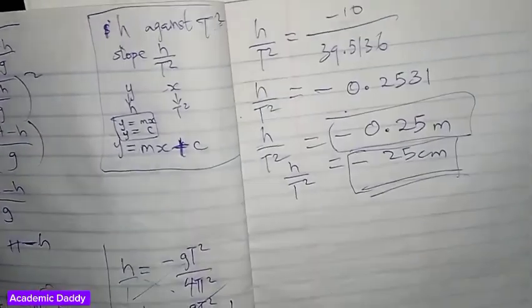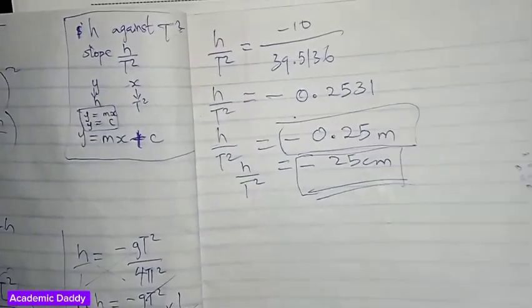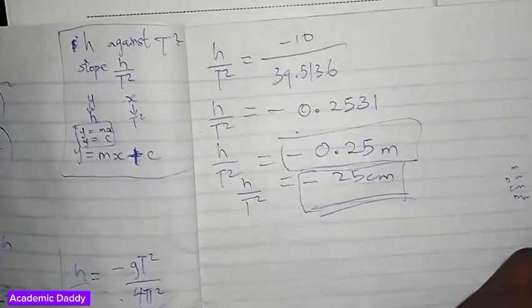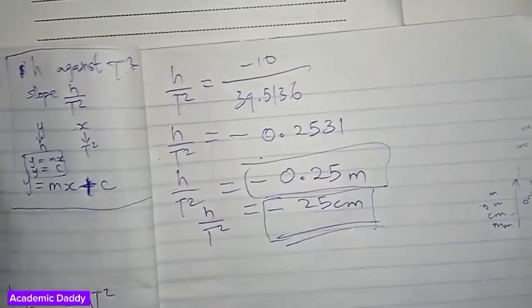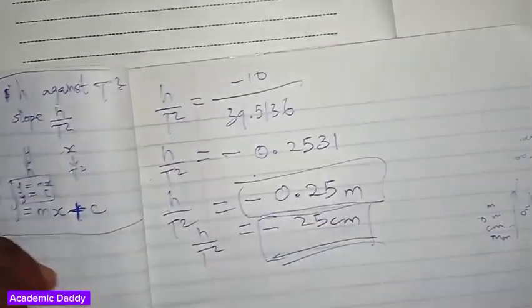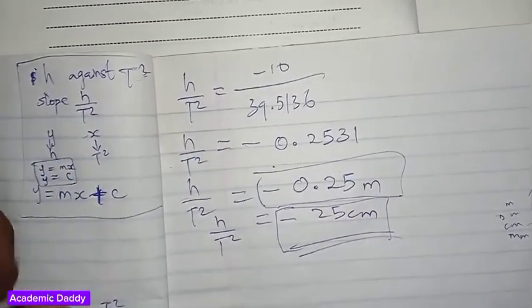This is our correct answer. If you say it's not correct, this is your correct answer. This is what you get as your slope, unless you want to give the negative to the x, which is not right. So this is our answer. So this is how you should do that.